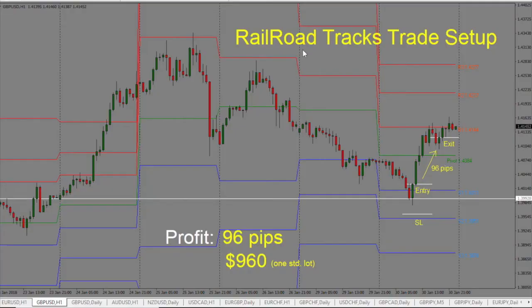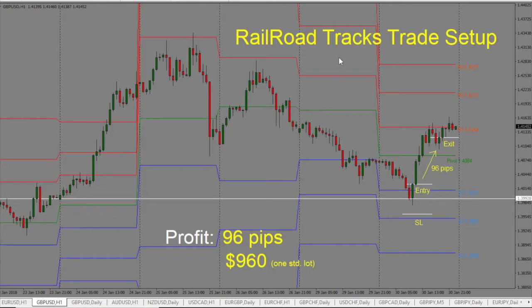So let's go on to the charts and we'll take a look at how to identify this trade setup, where to enter the trade, where to place our stop loss, and most importantly, how to exit the trade with a profit. We're looking at a RailRoad tracks trade setup. This is pound US dollar 1 hour chart. A RailRoad tracks trade setup is when we have two candles that are approximately the same size. One candle will be in the direction of the previous trend, and then the other candle is in the opposite direction. So the second candle is the one that we are looking at to take our trade based on.